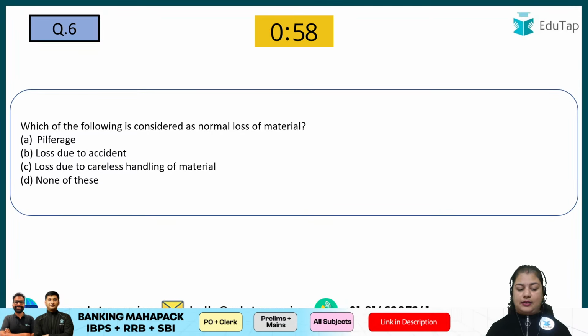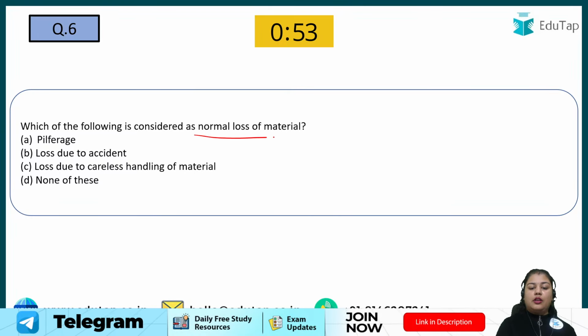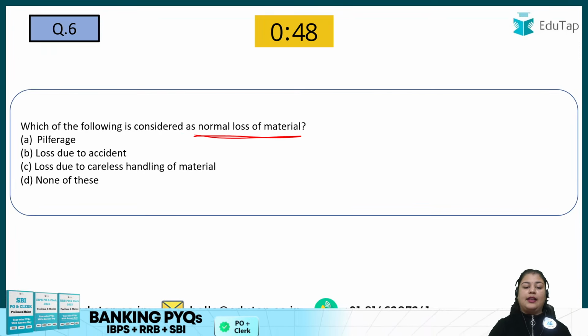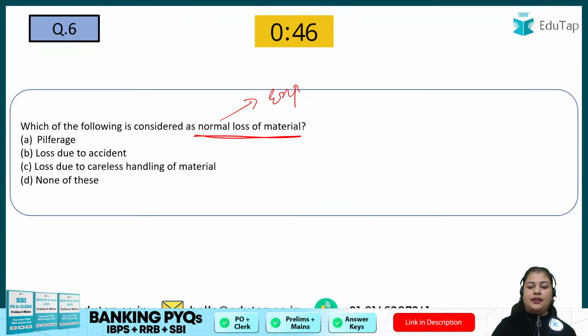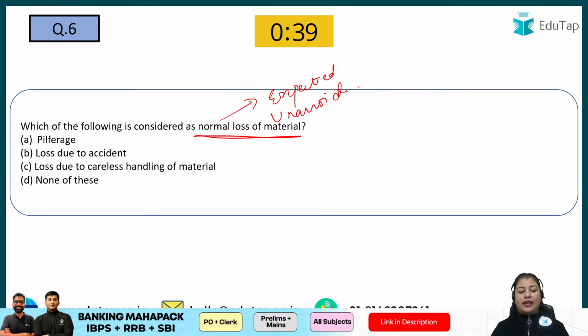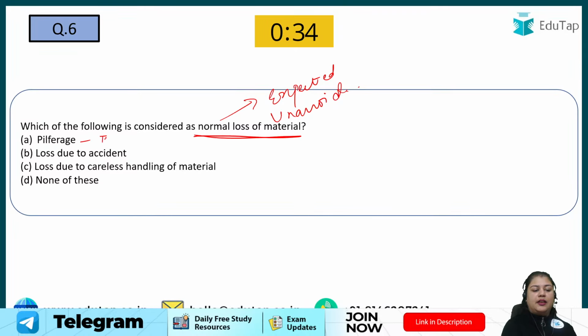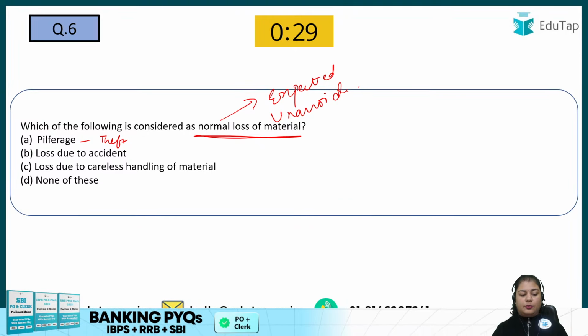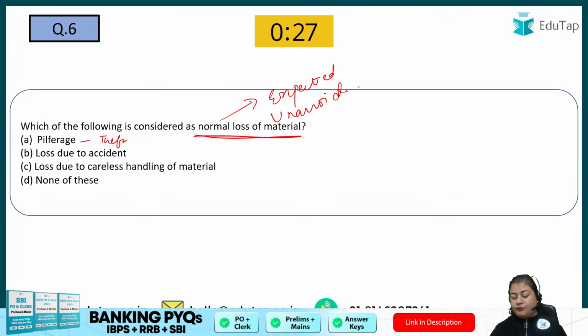Then the question 6. Question 6. Which of the following is considered as normal loss of material? Normal loss. So basically normal loss कब होता है? जब हम कहते हैं कि ये हमारा expected है. It is expected and unavoidable, right? So in this case, pilferage, loss due to accident, loss due to carelessness of the handling of material, or none of these. What is pilferage? It is basically related to theft, है ना. तो loss due to accident or loss due to carelessness or handling of the material, or D, none of these. So what will be the answer here?